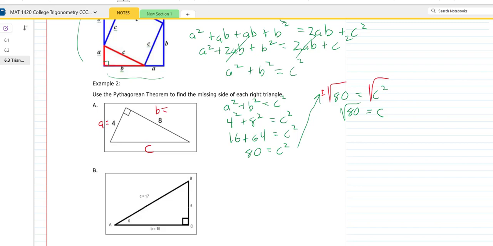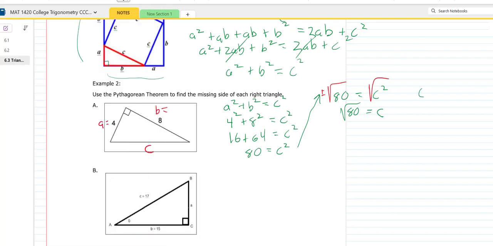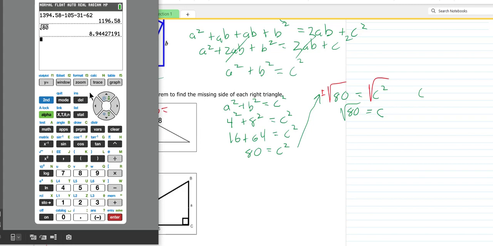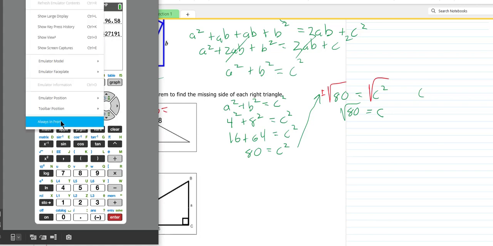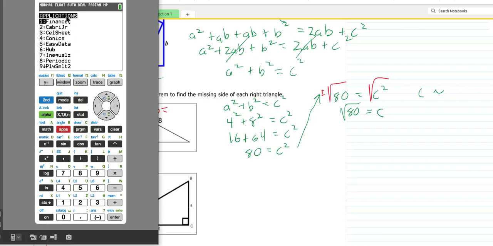And you could certainly take a calculator and do the square root of 80 and get a decimal approximation, but this is an irrational number. Those decimals go on forever without a pattern. So we don't usually do it that way. Usually what we do is just simplify the square root if we possibly can. So we'll avoid doing decimal approximations on these things.